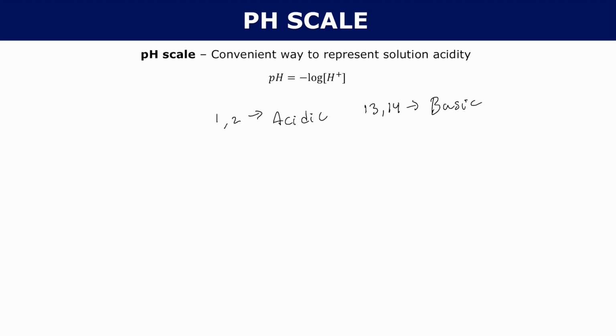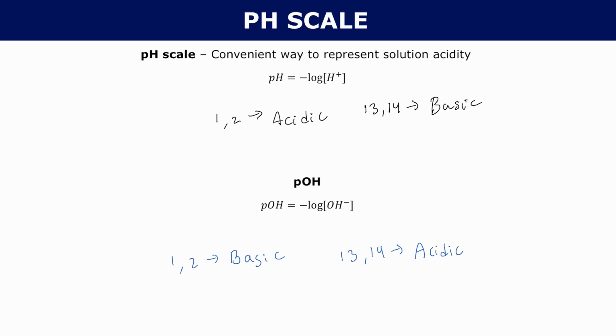Now we also have another scale, and that scale is known as the pOH. So instead of pH being a convenient way to represent solution acidity, pOH is a convenient way to represent how basic a solution is. And it has a really similar formula. It's pOH equals the negative log of the concentration of OH ions. And the number-wise, it's flipped. So instead of 1 and 2 being very acidic, 1 and 2 on the pOH scale is going to represent very basic. And higher numbers like 13 or 14 are going to represent very acidic solutions.